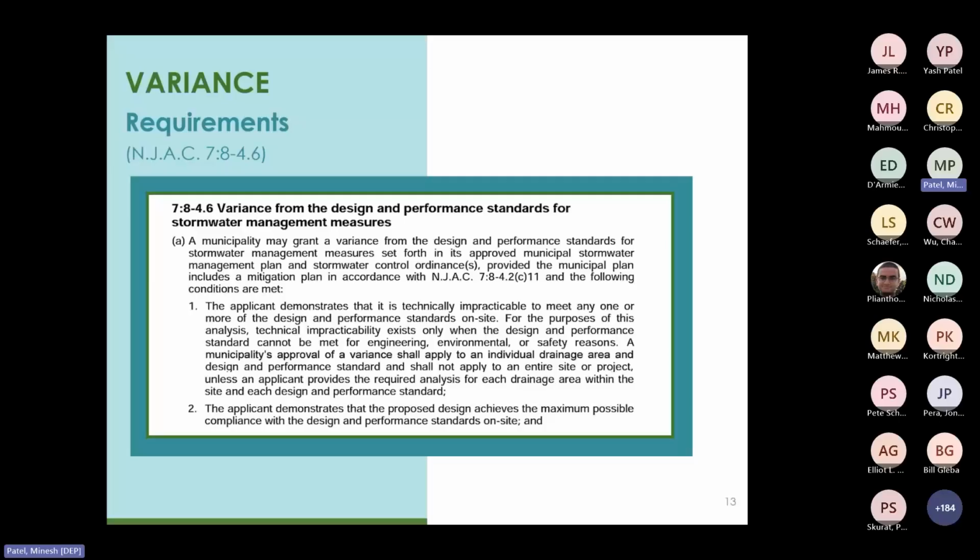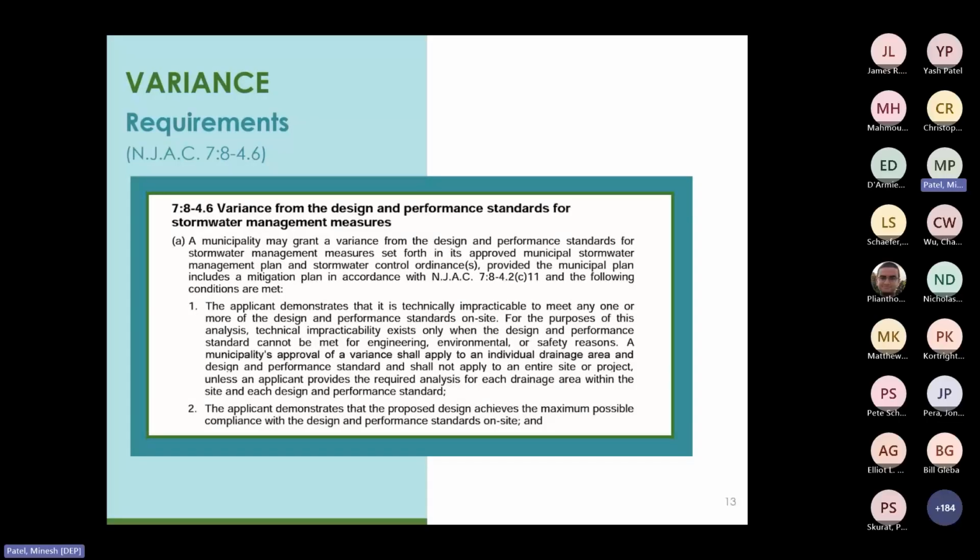Additionally, the conditions shown here, in part from the rules, must be met. The applicant has to demonstrate it is technically impracticable to meet one or more design and performance standards on site. And those reasons can only be engineering, environmental, or safety based. And furthermore, the variance cannot be for the entire site unless an analysis is provided for each drainage area within a site. And the applicant also has to demonstrate maximum possible compliance is provided by the design. So don't forget, there's also a reporting requirement for variances.